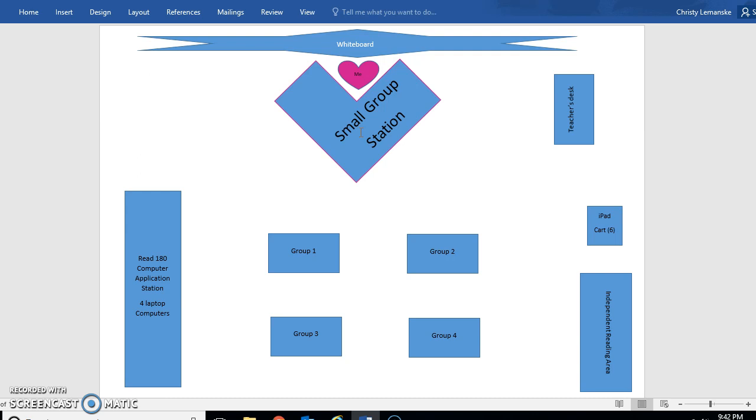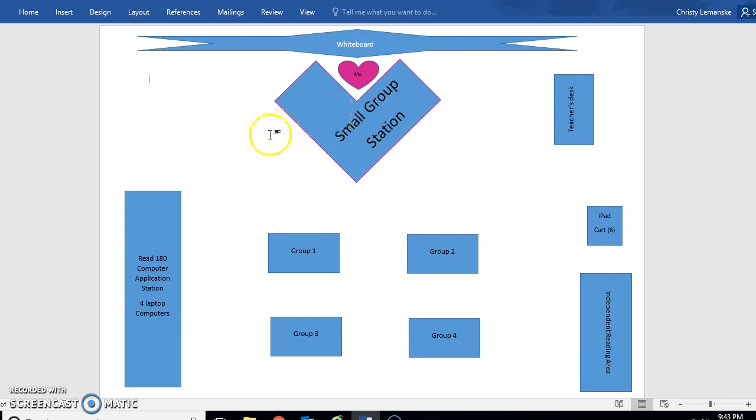And the flipping will also free up the time that I can have to conference with the students. The role that I have in the classroom is guide, facilitator, creator of the lessons, and just an advocate for my students. In the Read 180 classroom, I used a variety of instruction. As you can see, the room is not really set up for me at the front of the room instructing.